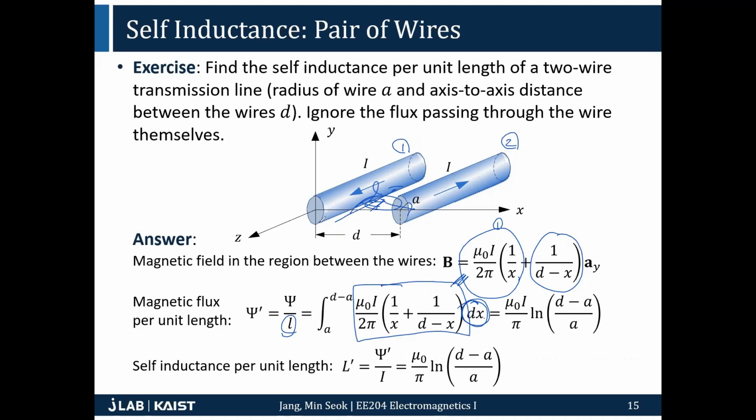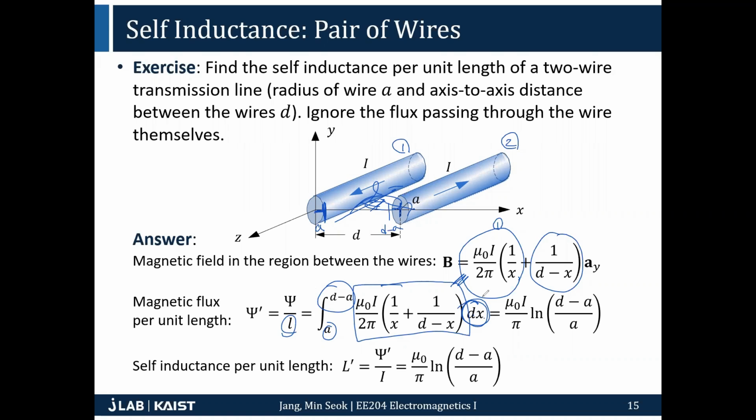And then here the integration should run from A to D minus A. And this is obvious, right? Because we decided to ignore the flux inside the wire. So integration begins at A and then ends at D minus A.